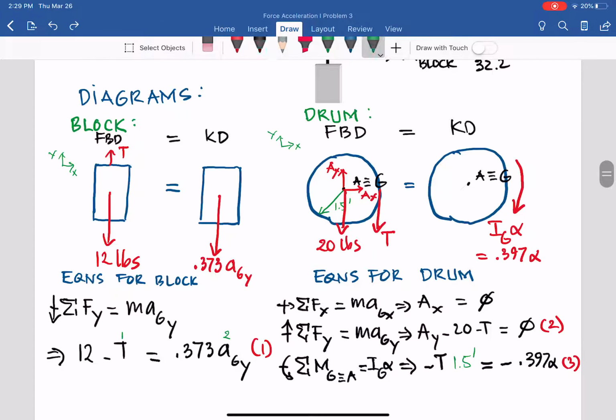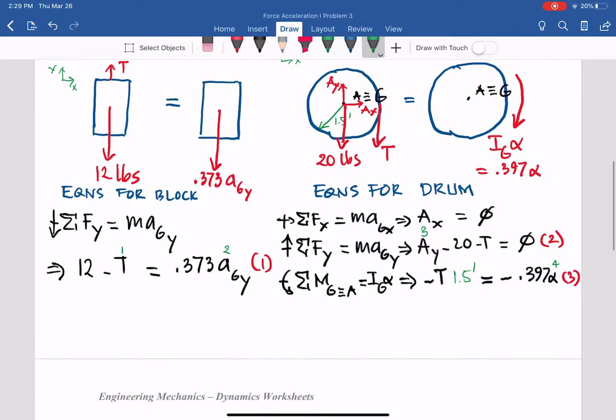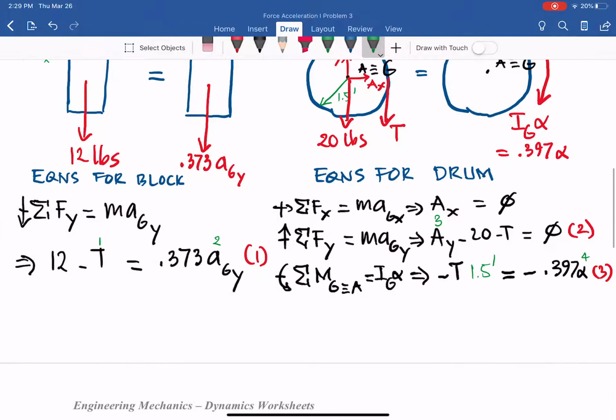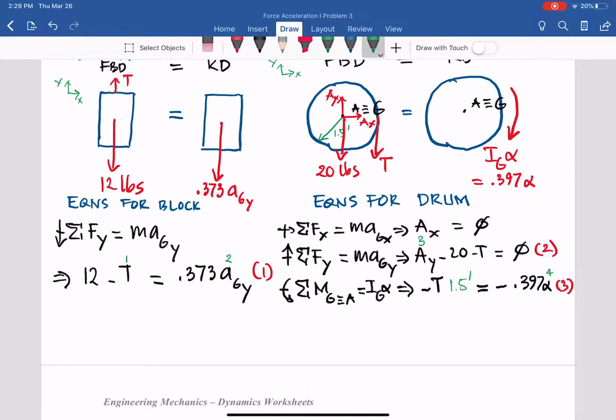Ay, so you have that is 3. And then T is already counted. The next, in the third equation, it will be 4. So you have three equations and four unknowns. Three equations, four unknowns.